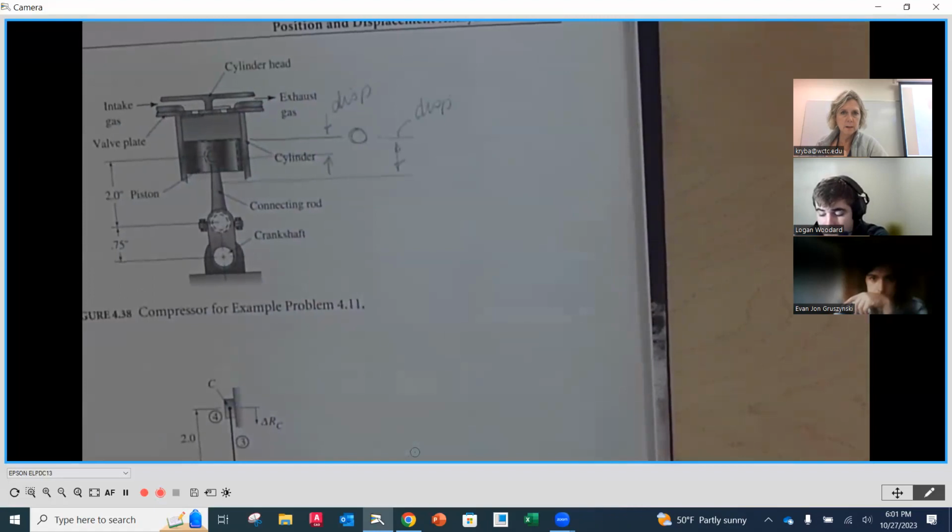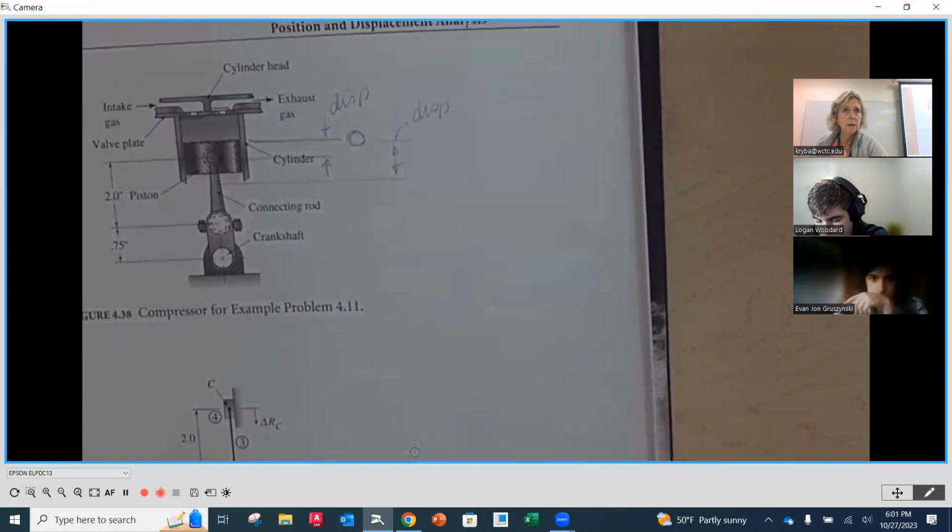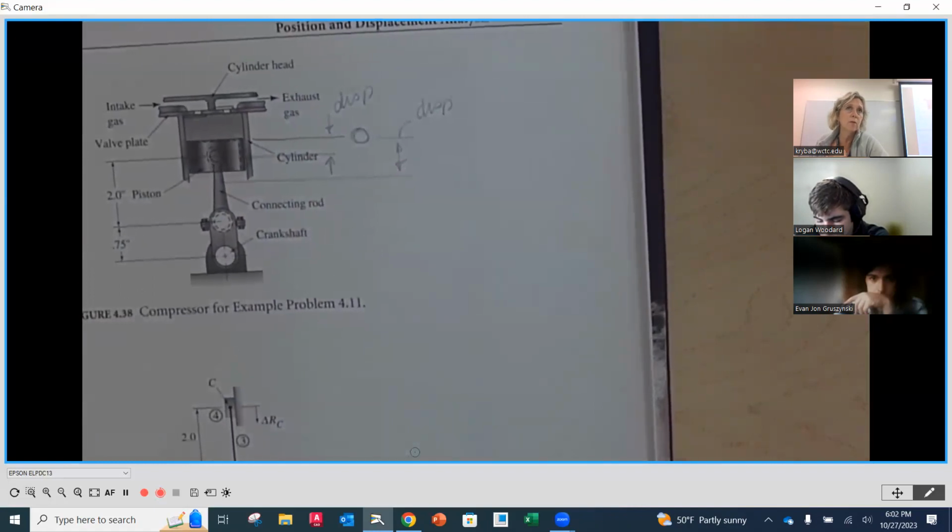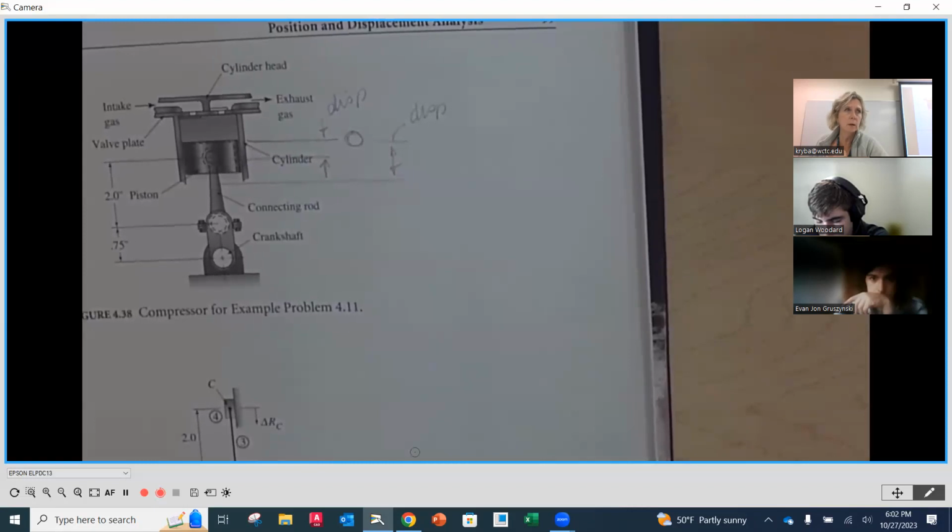Can't see it because it's pencil, okay? Always measuring from that top dead center, not the distance between the points as it goes. It's always going to be a reference back to, if you would, that start point or that 0.